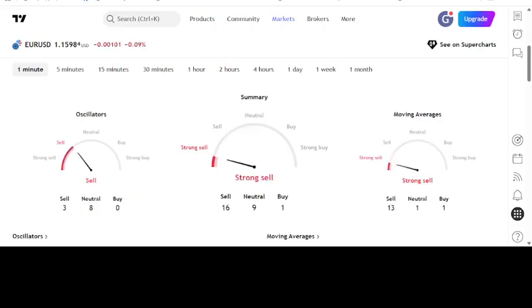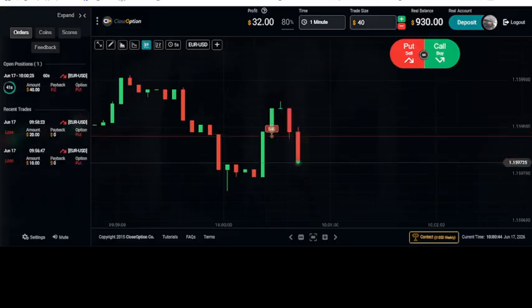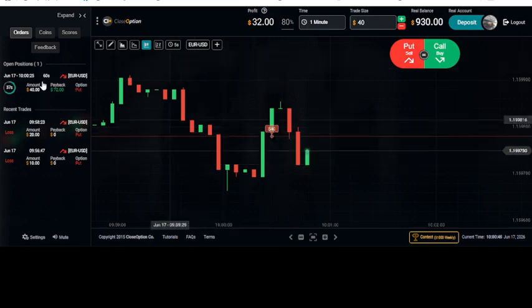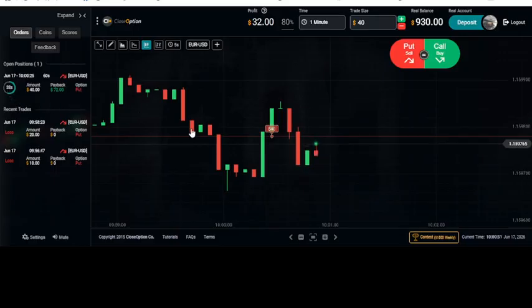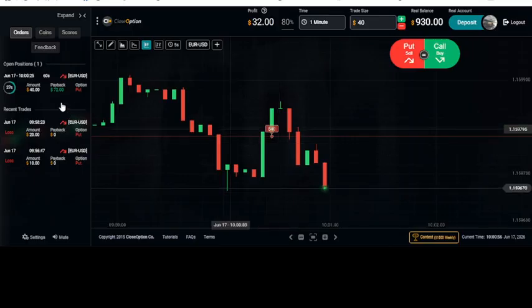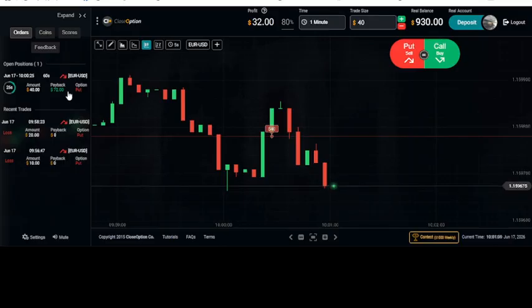Okay, so I'm back on the technical indicator here, and it just showed me a strong sell signal. So I went ahead and took a sell trade at this level. We're going to wait for the expiration of this trade, and hopefully we'll get a winner and recover the $30 in losses and gain some additional profit here.